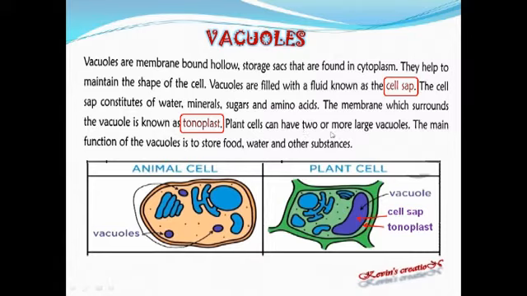Plant cells can have two or more large vacuoles. The main function of the vacuole is to store food, water and other substances. So basically it is meant for storing the substances. That is why they are called storage sacs.